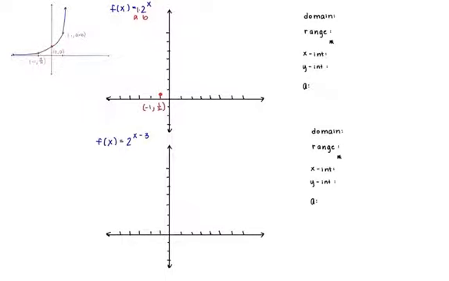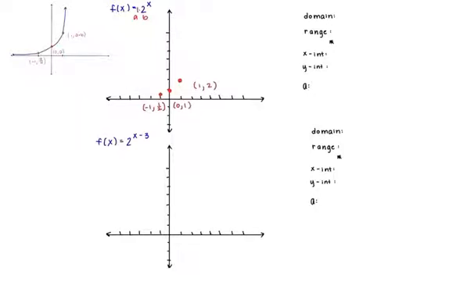I'm going to have a point at 0, comma, a, and our a value is 1 again. So I have that point at 0, comma, 1. And then I'm going to have the point at 1, comma, a times b. A times b is 2. So I've got this point here at 1, comma, 2.